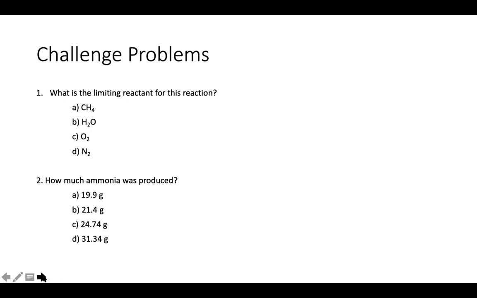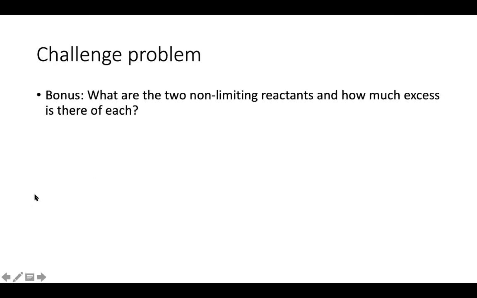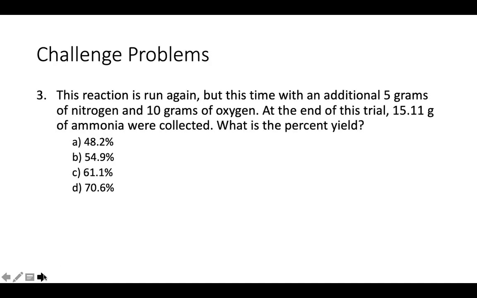Okay, 3, 2, 1. This is a little bonus. Because there's 3 reactants, there's actually going to be 2 that are not limiting. And so how much excess is there of each of those? You can't really put those in terms of multiple choice because I'd have to say which reactants aren't limiting, which I didn't want to do, but that's good practice. I will also go over the solution to this bonus question on Wednesday.